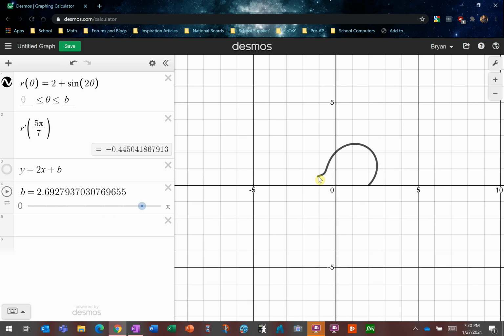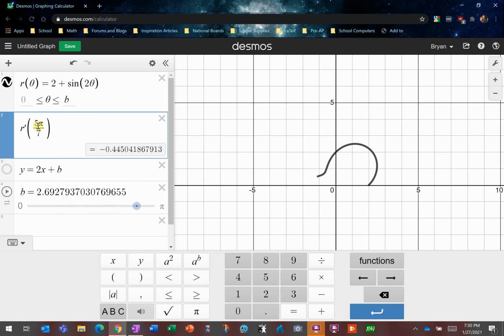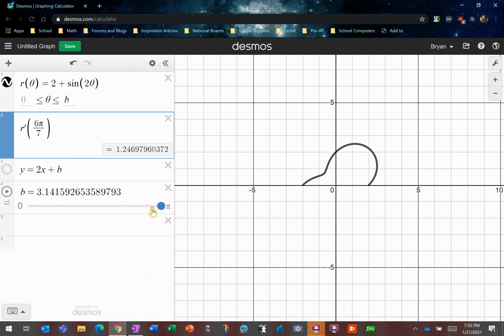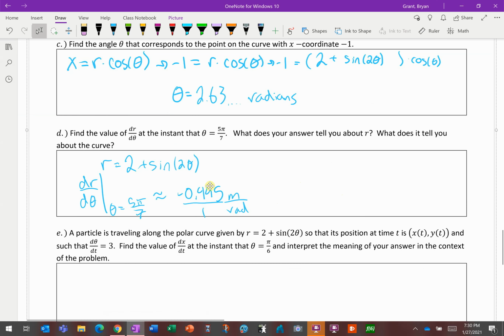And then if they had asked us about 6 pi over 7, I bet it would be positive. Let's double check. It is, because what happened at 6 pi over 7 is in the previous section, the radius is now growing. And at 7 pi over 7, the radius is bigger again. Dr d theta is just telling us if the radius is increasing or decreasing. Negative means at a rotation of 5 pi over 7, the radius is decreasing at a rate of 0.445 meters per radian.